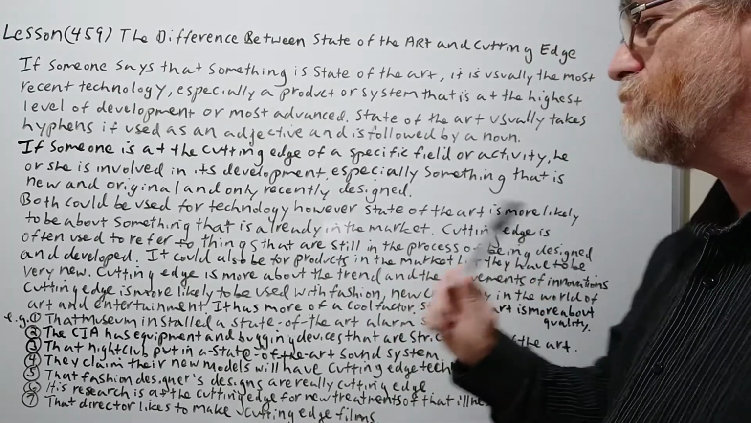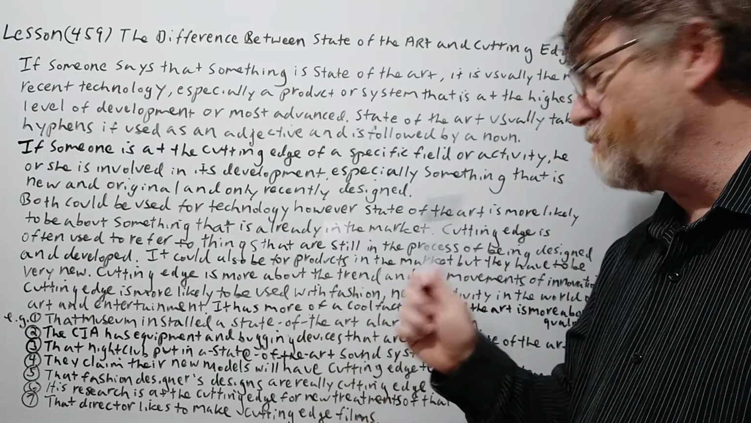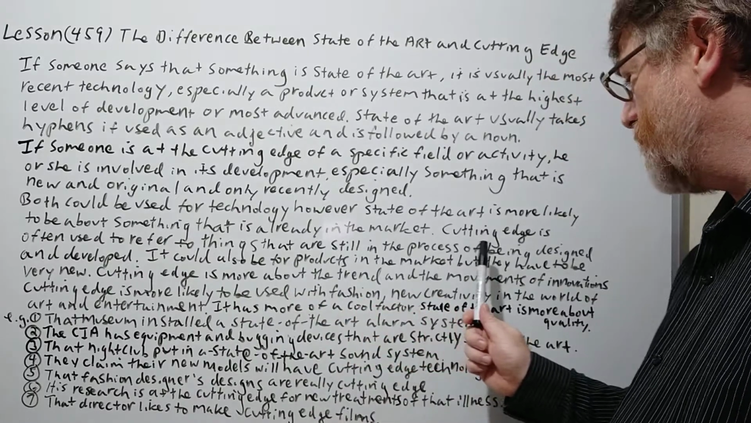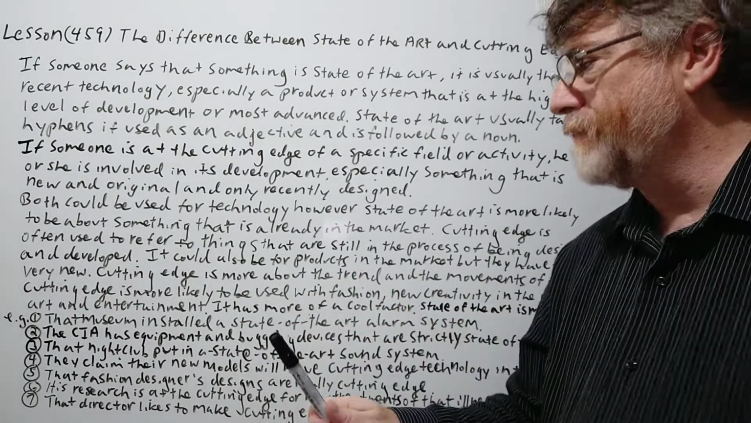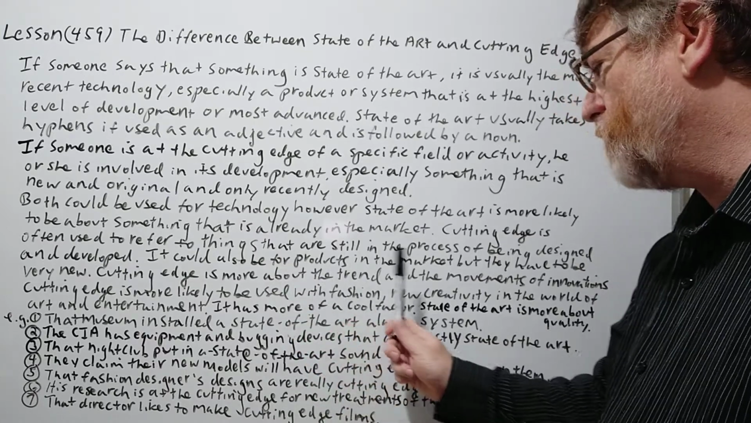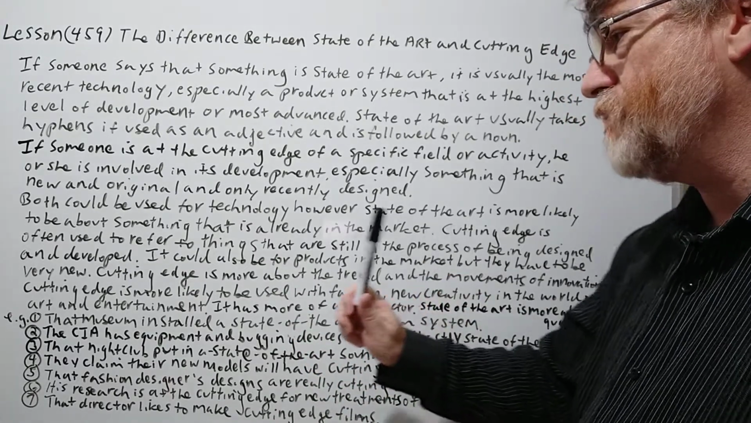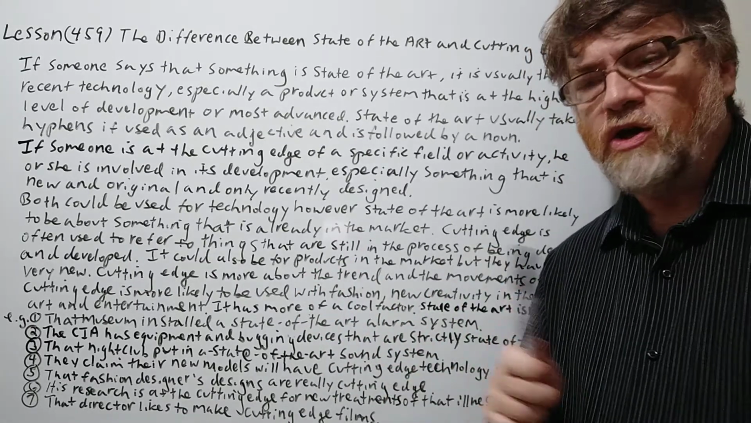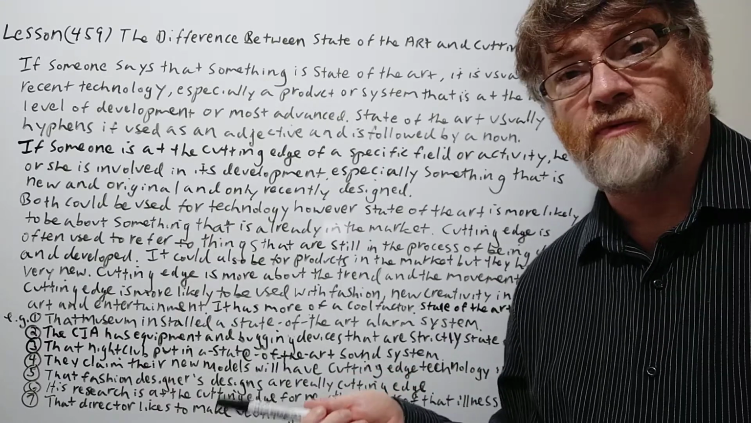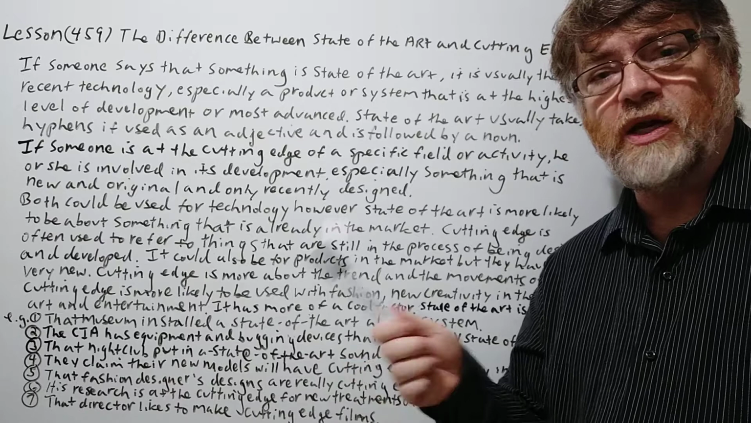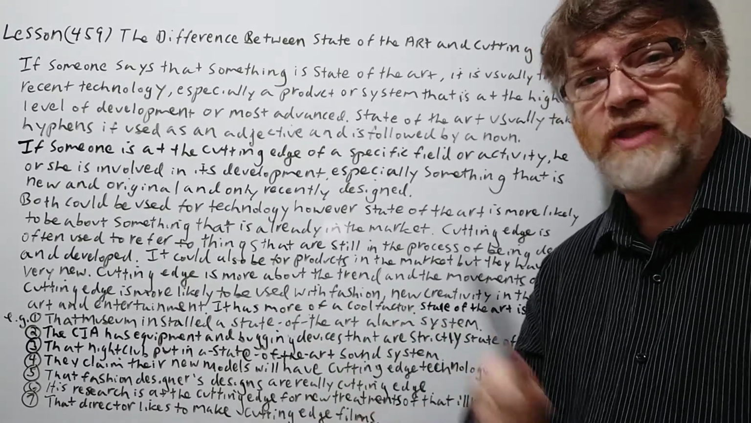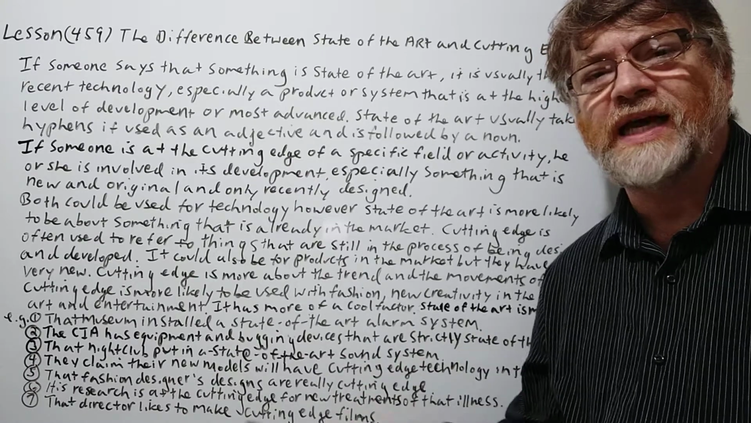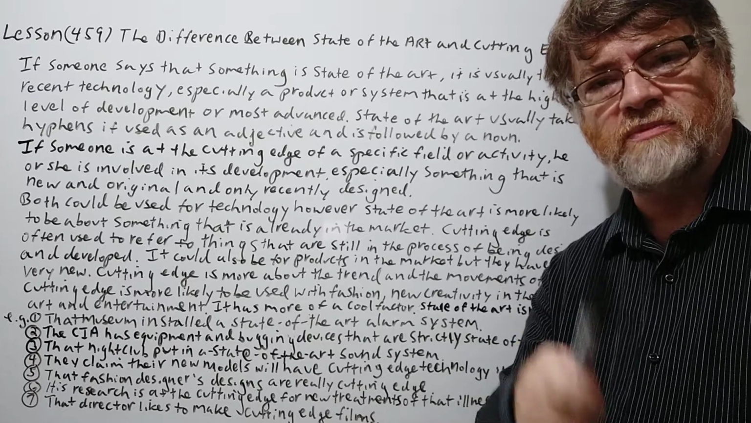However, state-of-the-art is more likely to be about something that's already in the market. All right, we mentioned that. Cutting edge is often used to refer to things that are still in the process of being designed and developed. It could also be for products in the market, but they have to be very new, meaning they were just recently designed. Now state-of-the-art could be something that was in the market for about 4 or 5 years or even 6 years, but maybe nobody's come out with anything better yet. So that could still be state-of-the-art. But cutting edge sounds like it really had to be out very recently, like in the last year or so, in order for it to be cutting edge.